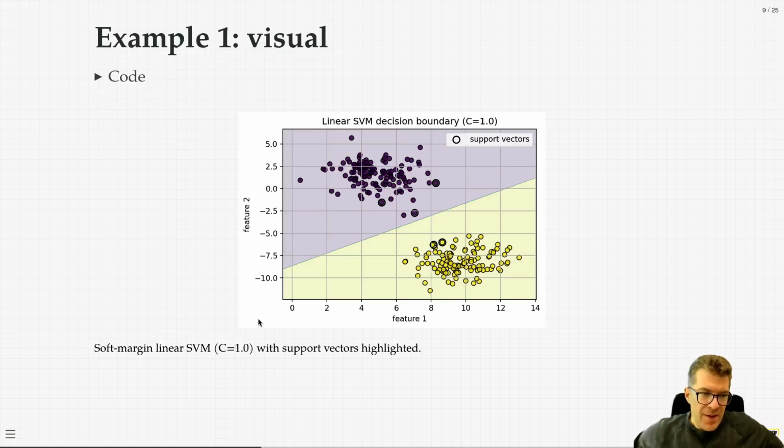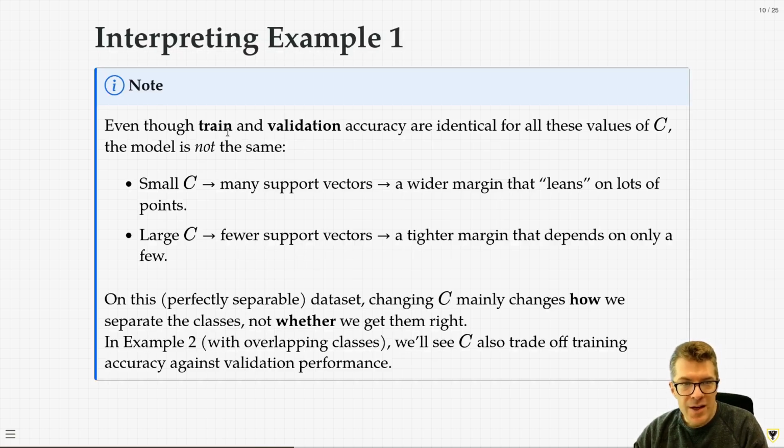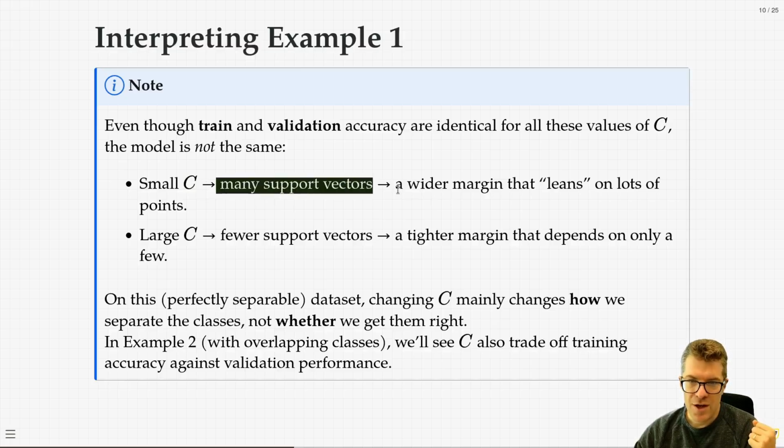Technically, this is a soft margin linear SVM. We haven't really talked about the soft margin yet because hard margins don't really care about C, but you can get a sense of what's happening. The training and validation accuracy are identical and they're perfect, but changing C results in some differences. Small values of C mean you have a lot of support vectors, there's a wider margin that leans on a lot of points, and a larger C means there's fewer support vectors. This is a tighter margin that depends only on a small number of points.